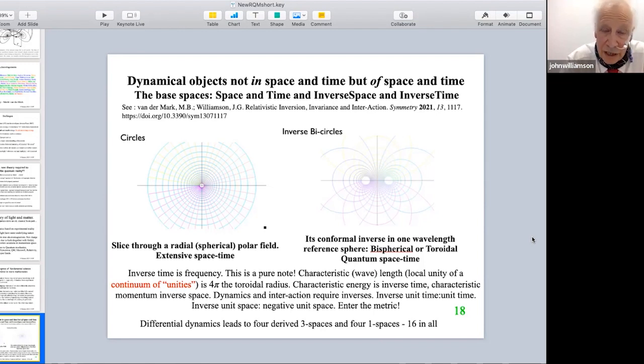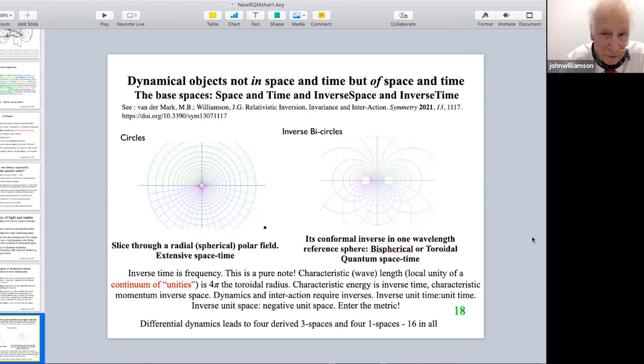What I mean by the dynamical objects being not in space and time, but of space and time, is that velocity is d space by d time. So it's made of a little bit of space divided by a little bit of time. And if you want to talk about field, you could say field arises from a vector potential. dA by dt is the electric field. And curl of A is the magnetic field. These are things that are not in space and time, but are of space and time in terms of the mathematical structure of ordinary theory, not just this theory.